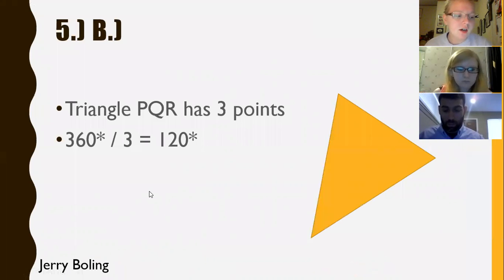Jerry, how would you solve the interior angle of a triangle PQR? You take the triangle and you put it into a circle, and the circle is 360 degrees, and each angle of the triangle is 120 degrees. There are 3 points on the triangle, so you take 360 divided by 3, and you get 120 degrees. Thank you so much. You're welcome.